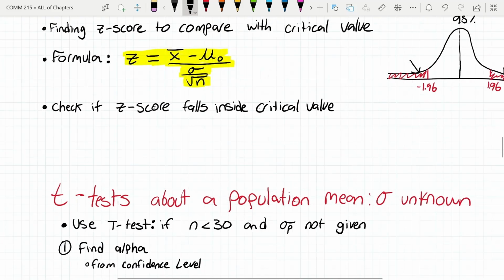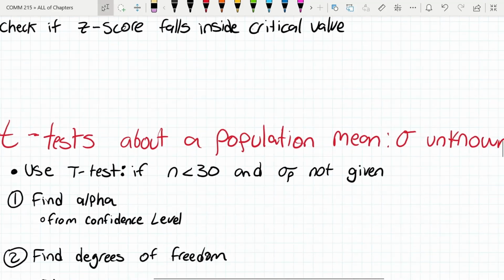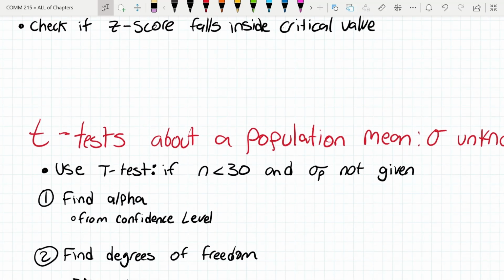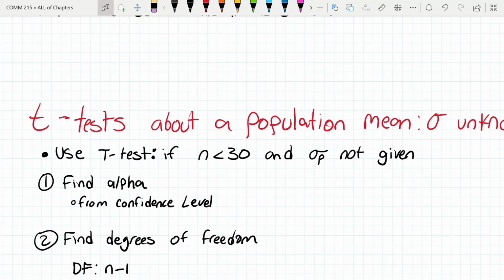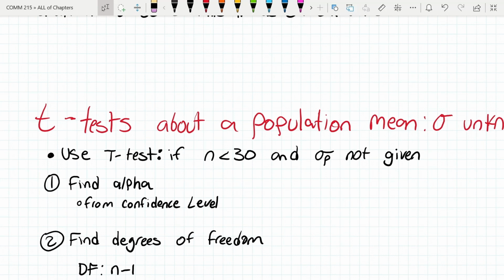Alright, so going on with the t-tests about a population mean when our standard deviation is unknown. So we use t-tests if our sample size is less than 30 and if our standard deviation of the population is not given. So the first step to do is to find your alpha. You could do this by finding your confidence interval. Usually it's, well, most of the time it's given.